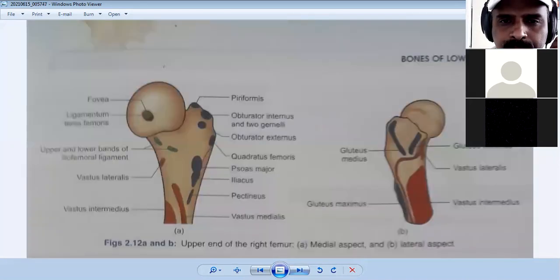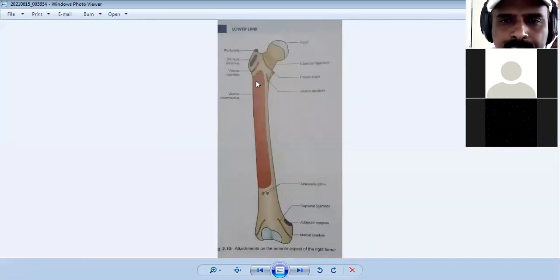Going to the shaft of the femur, we have come across the attachments. One muscle is attached on the anterior and lateral surface of the upper three-fourths of the shaft of the femur, and gives origin to the vastus intermedius muscle. This is a big muscle which is attached on the anterior and lateral surface of the shaft of the femur. The upper three-fourths area gives origin to the vastus intermedius muscle.